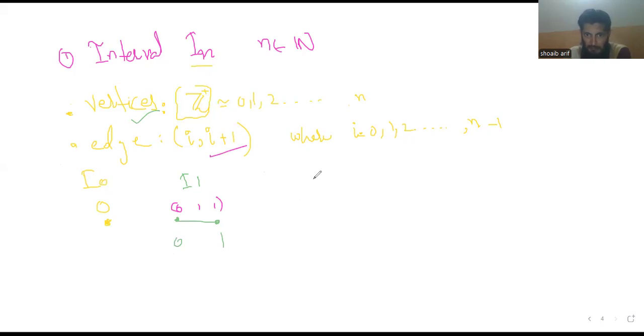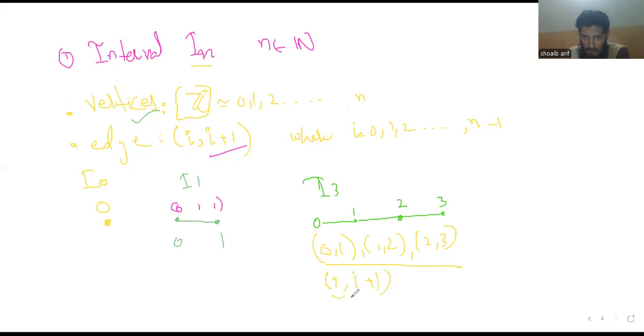If we choose I_3, how many vertices? 0, 1, 2, 3. And edges, we can write edge 0 to 1, 1 to 2, 2 to 3. Three edges. From this formula we can write the edge set: 0 to 1 is the first edge, 1 to 2 is the second edge, and 2 to 3 is the third edge.